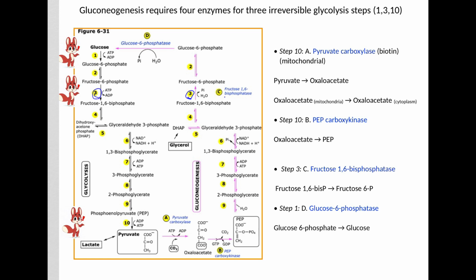So for this we need another unique gluconeogenesis enzyme, and this enzyme is fructose 1,6-bisphosphatase, which breaks down fructose 1,6-bisphosphate into fructose 6-phosphate, releasing inorganic phosphate. This fructose 6-phosphate is then converted to glucose 6-phosphate using the same glycolysis reversible reaction number 2. And then we hit once again an irreversible step for glycolysis, reaction number 1. So in this case we need another enzyme, and this is glucose 6-phosphatase, to convert the glucose 6-phosphate into glucose.